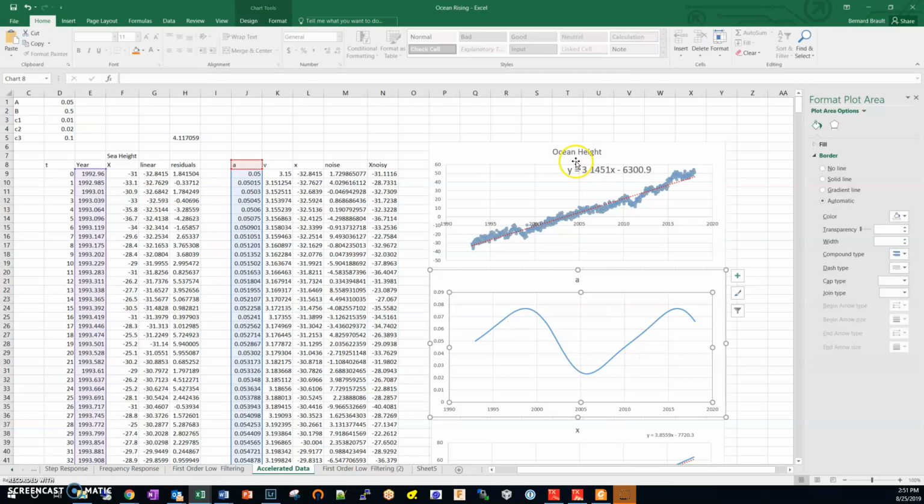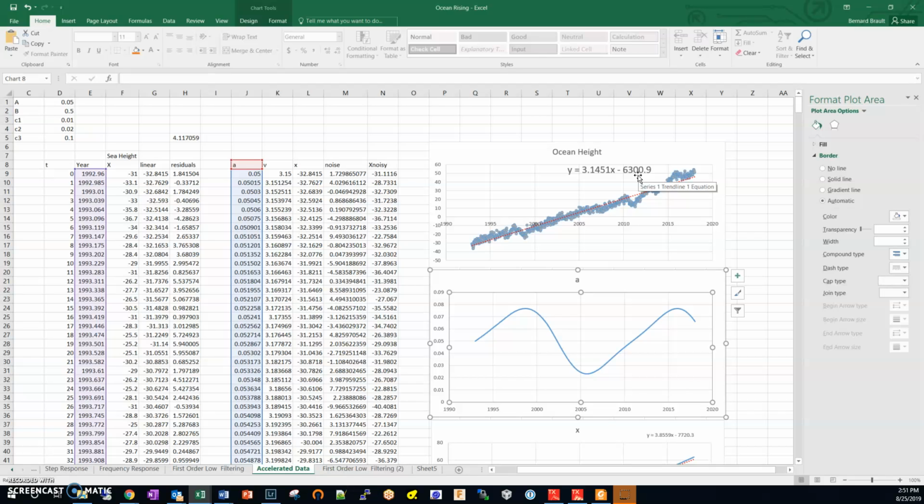So here's the original ocean height data. This is data from the University of Colorado, so this is real data, plotted right here, and the claim I made was that there's no acceleration in this data. And here's the linear regression across the data points. What I'm going to do now is reuse the same technique with fabricated data, and I'm going to fabricate data with acceleration.